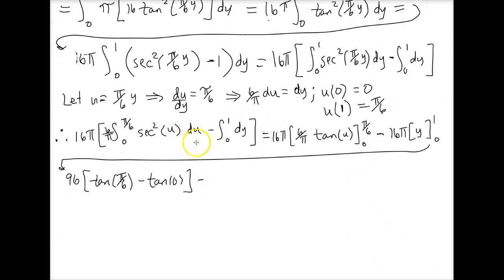And then we'll do the same thing for 16 pi. And for y, that will be 1 minus 0 there. And so tangent of pi over 6 is 1 divided by root 3. And we get that.